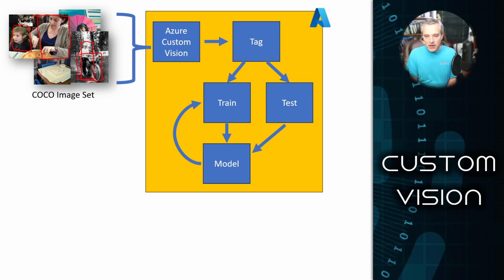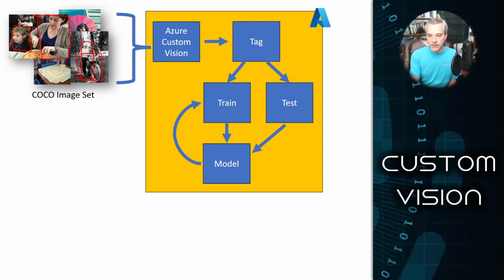So I basically tagged a bunch of images using the API, using the metadata associated with the COCO Image Set. And I ended up with about 2,000 different images. And then I told Azure Custom Vision to train on those images, and it produced a model. And then after that model was done, I then was able to apply that model.